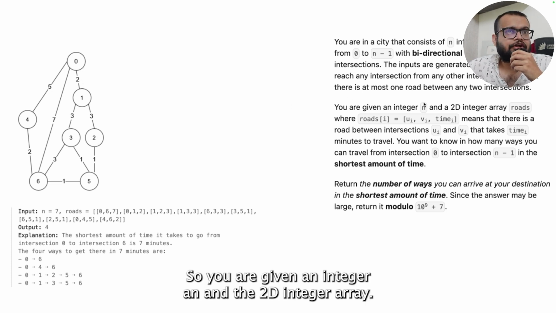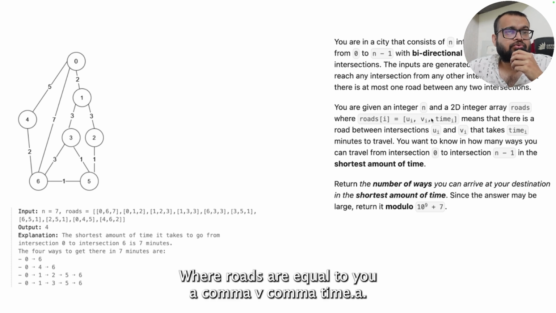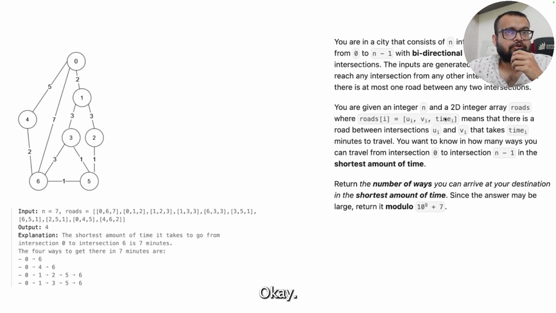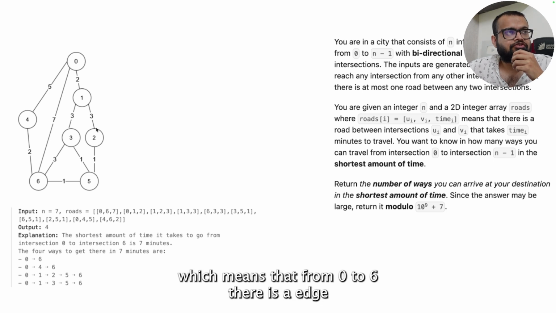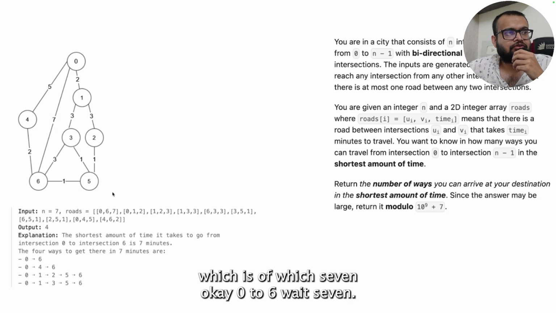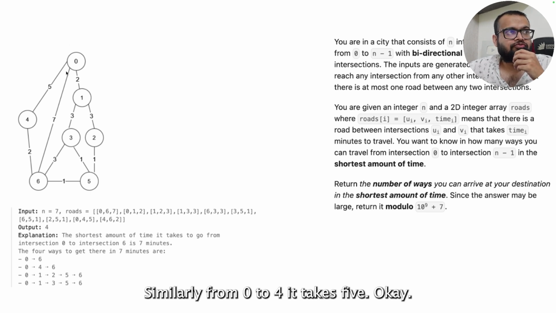So you are given an integer n and a 2D integer array roads, where roads[i] equals ui, vi, time i. So for example, in this case, roads equal to 0, 6, 7, which means that from 0 to 6 there is an edge of weight 7. 0 to 6, weight 7. This 7 is a time, how much time it takes from 0 to 6. Similarly, from 0 to 4 it takes 5.